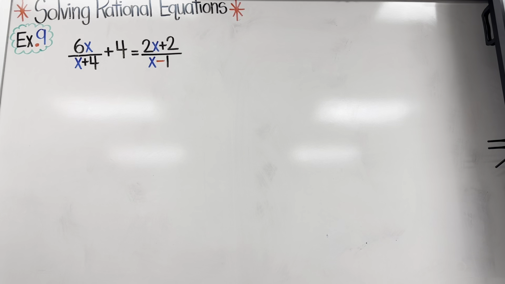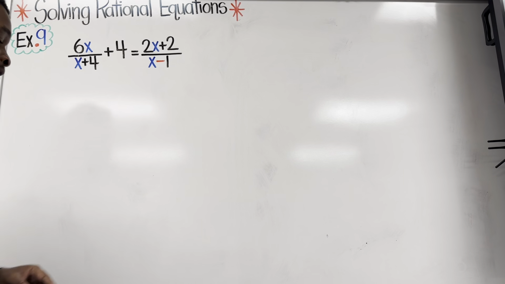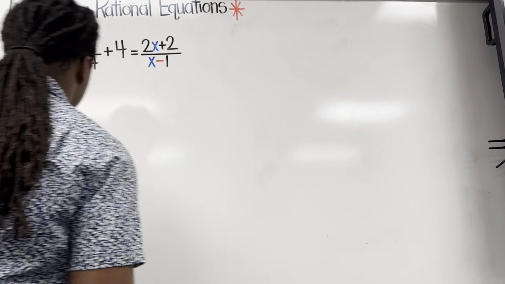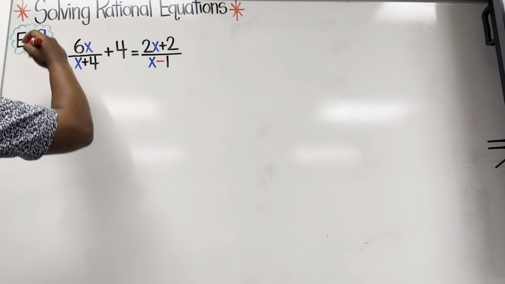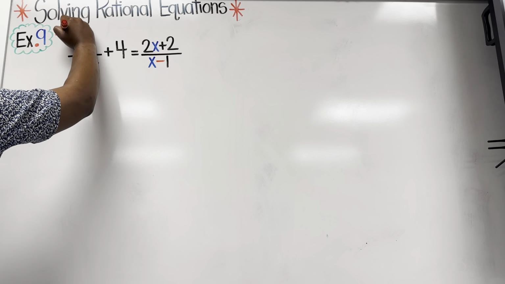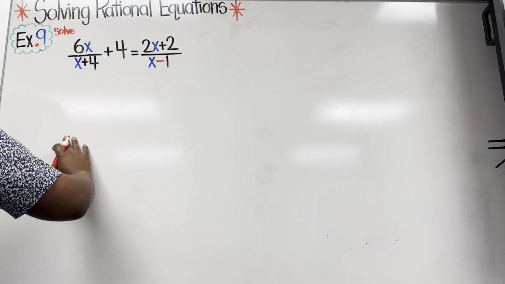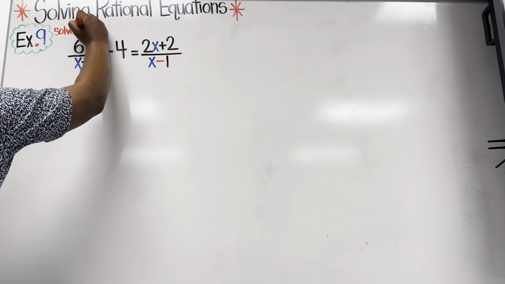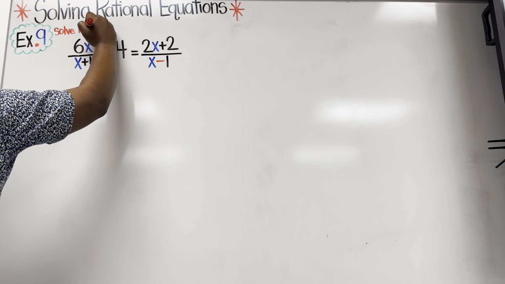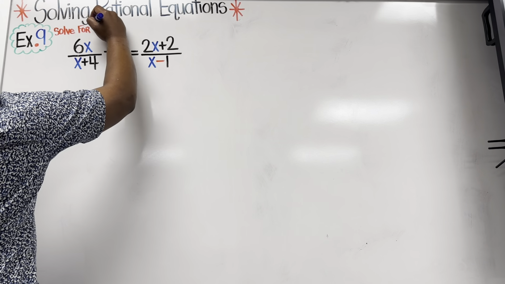And today I want to go over example 9 of how to solve for the x value whenever we have rational equations. Once again, guys, we're going to solve for the x value, because we're trying to figure out what value or values would make this whole rational equation true. And the only way we can do that is by solving for x.